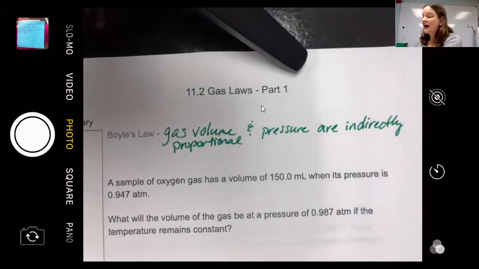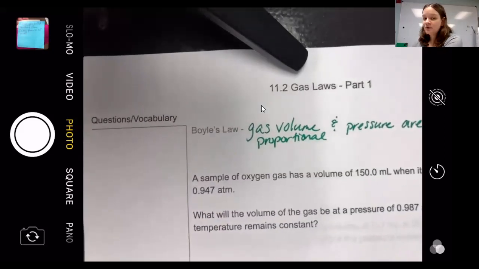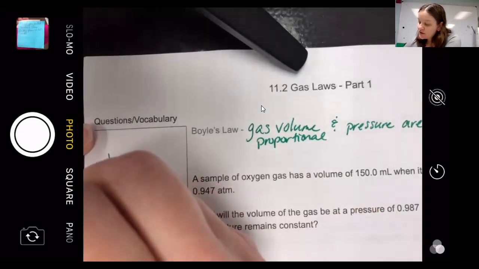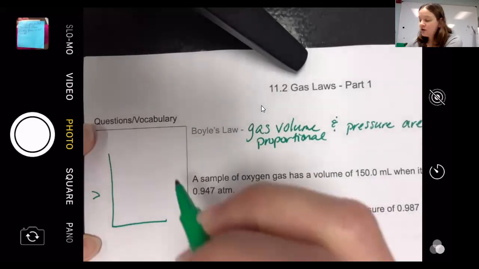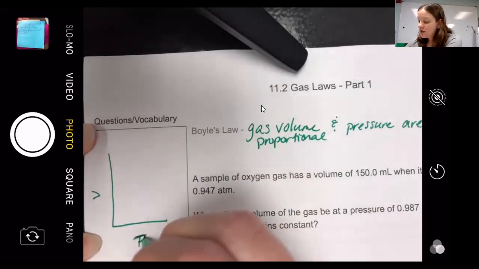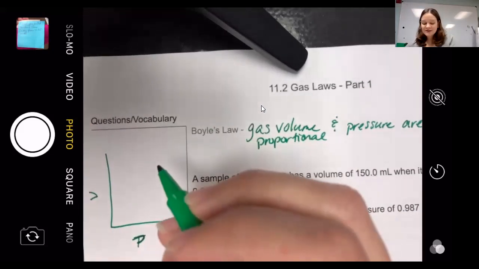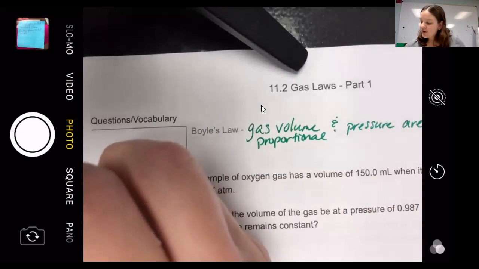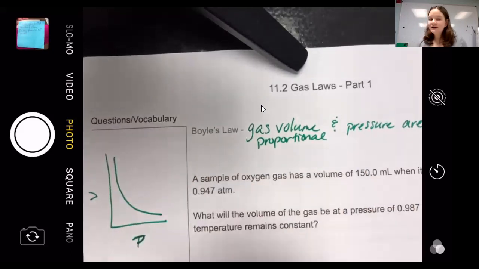So if you were to graph that, I'm going to come over here and draw a little bit of axes. You put volume on your y-axis and pressure, not temperature, pressure on your x-axis, good grief. You end up with a graph that would look like this.